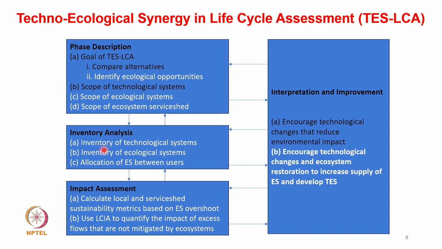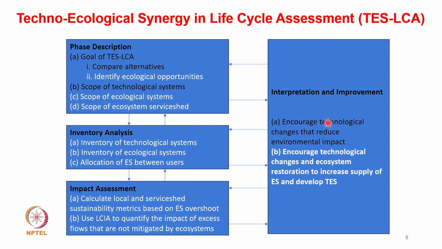Inventory analysis: the inventory of technological system, inventory of ecological system, and allocation of ecosystem services between users, because ecosystem services are typically available as a general service. So you have to allocate that between the users, and you finally compute the impact assessment by calculating the local and service shed sustainability metrics based on what we call the ecosystem service overshoot. The use of LCIA, which is life cycle impact assessment, is to quantify the impact of excess flows that are not mitigated by the ecosystem. These are the steps.